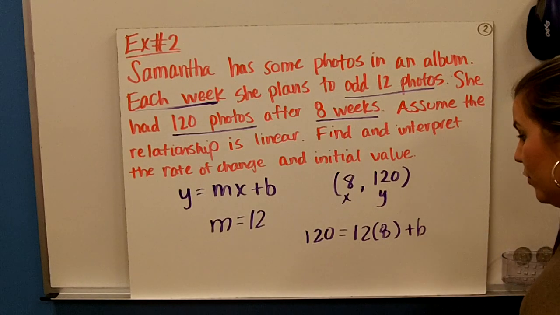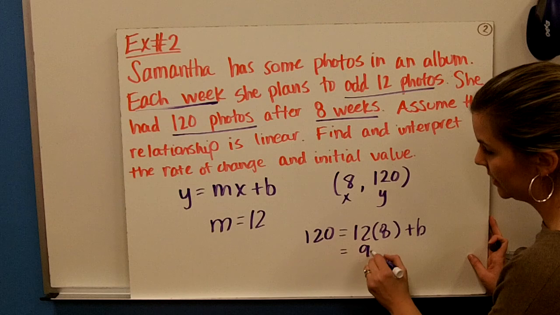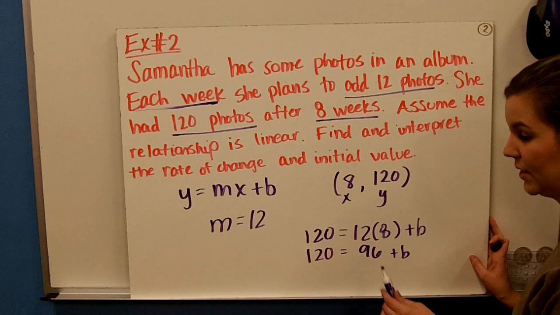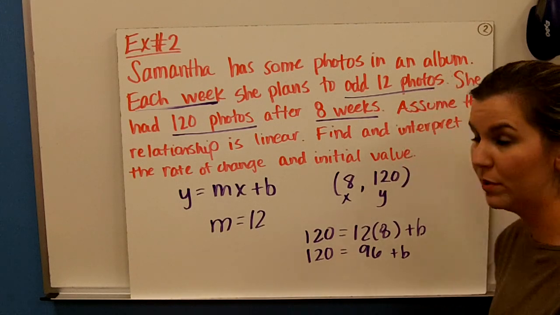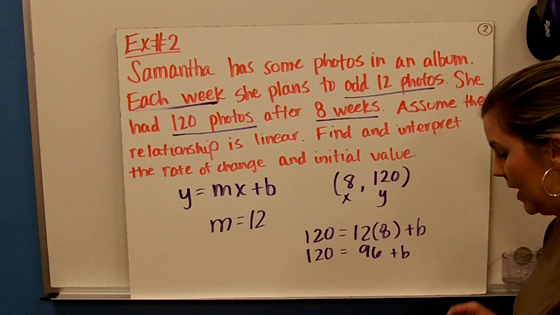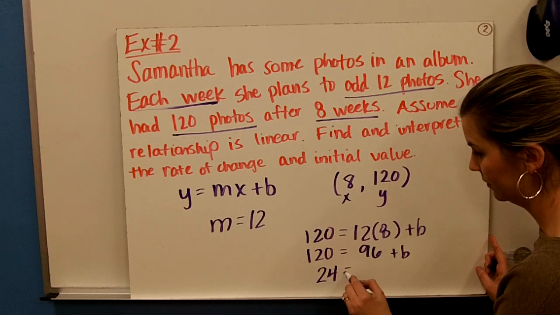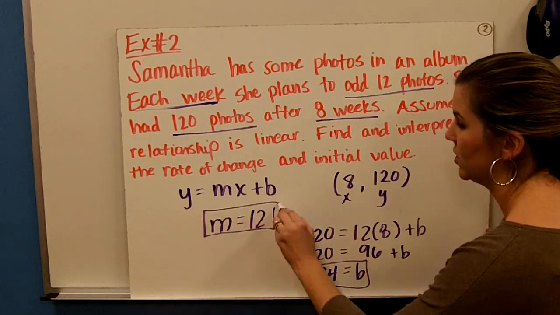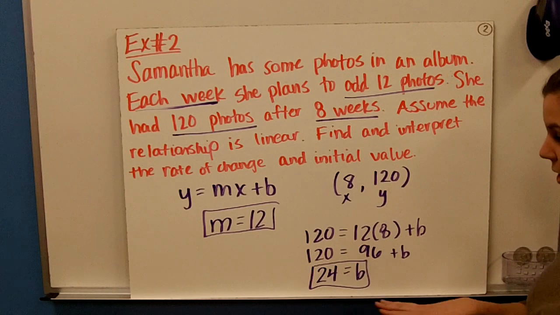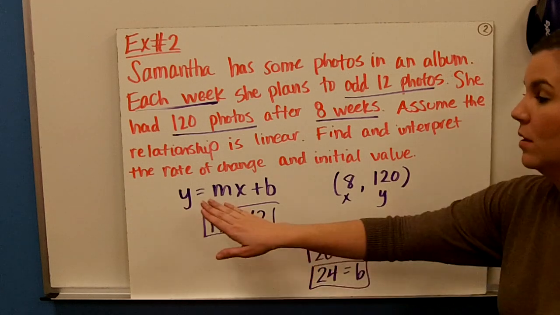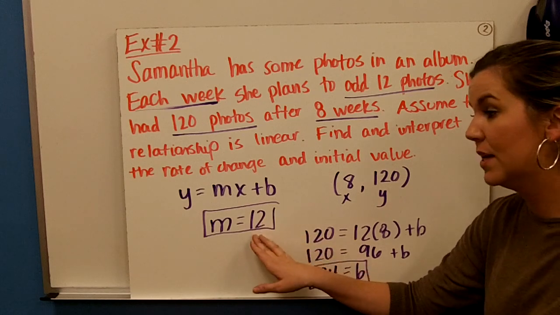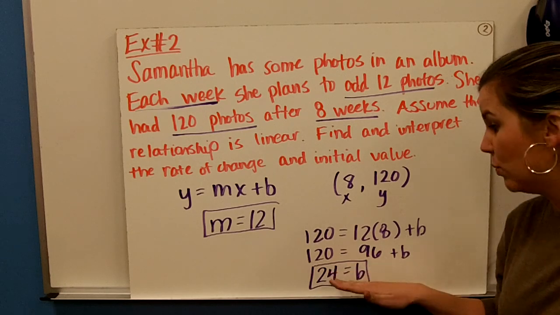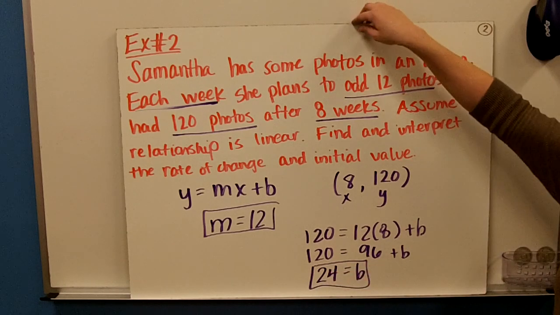And now we're going to solve for b. 12 times 8 is 96. To get b by itself, subtract 96 from both sides, and you get 24. So b is 24, and m is 12. All right. Now, it says interpret. 12 photos per week. That's how many it's increasing by. And b is 24. That means she started out with 24 pictures in her album to begin with.